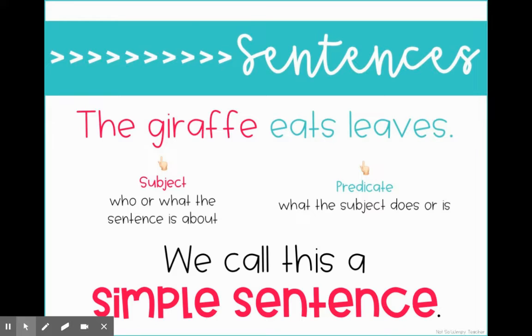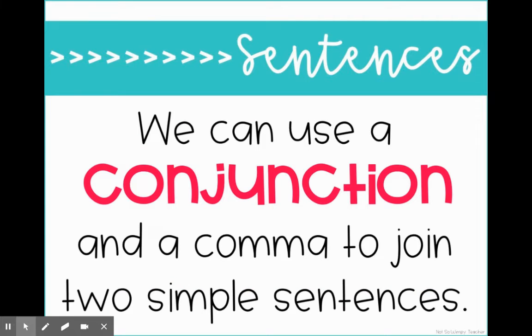So, in this sentence, the giraffe eats leaves. The giraffe is what our sentence is about. And the predicate is what the subject does or is. So in this example sentence, eats leaves is the predicate. Eating leaves is what the subject is doing. When we have one subject and one predicate in a sentence, we call this a simple sentence.